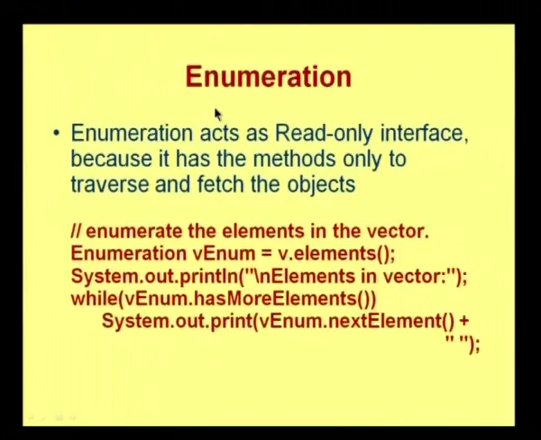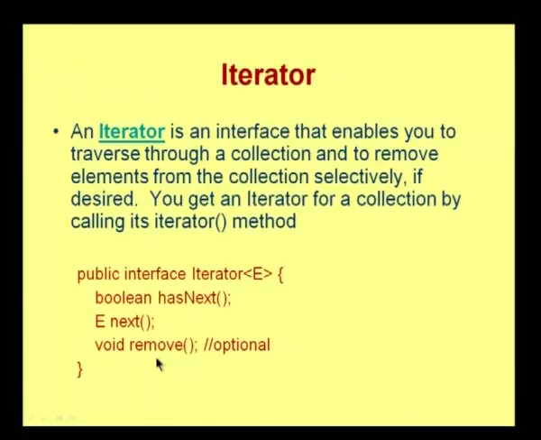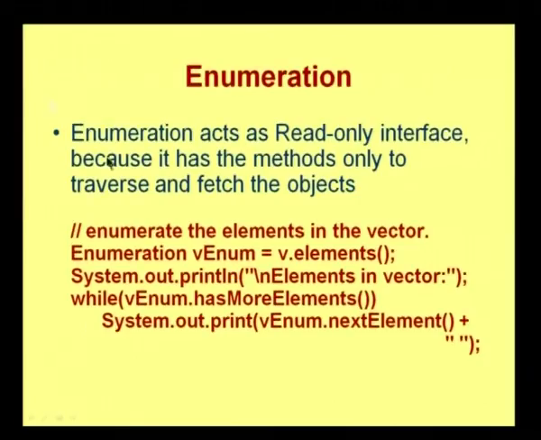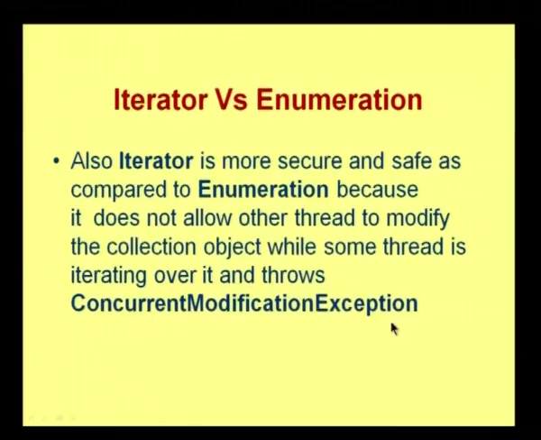Similar to iterator, I also have another one, enumeration. Here enumeration acts as a read-only interface because it has methods only to traverse and fetch the object, whereas here I can remove. In my iterator I can remove, and in my enumeration I cannot do it. So I have vector.elements, which has been assigned to enumeration. I can browse through it. I check whether I have more elements, and if so, I go to the next element and I can print it.